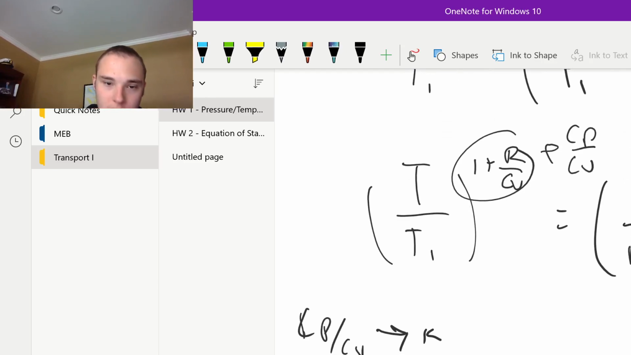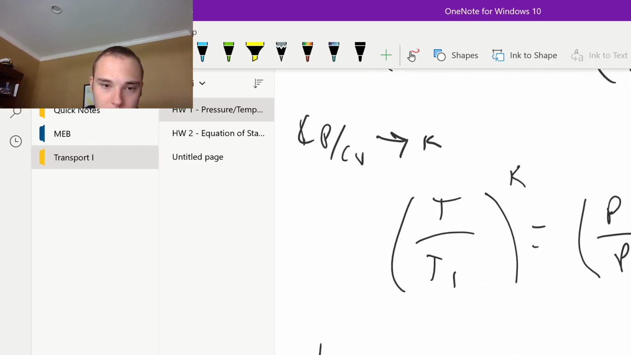So we can solve for that. So we are going to end up having T over T1 to the K equals P over P1 to the K minus 1. And then if we want to just solve for T, temperature, which is what we want to do, we have T equals T1 times P over P1 to the K minus 1 over K.